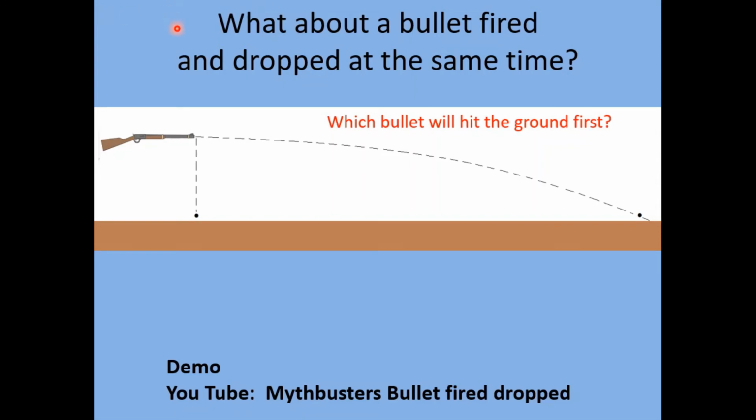Now, what would happen if a bullet was fired horizontally, and at the same time a bullet was dropped from the end of the gun? So here we have a rifle, and this rifle shoots a bullet out like this at extremely high speed, obviously. But at the same time we shoot the rifle, we drop an object, like another bullet, right here. Well, which one is going to hit the ground first? Well, let's go ahead and watch. There's a neat video demonstration that was done on the show called Mythbusters.